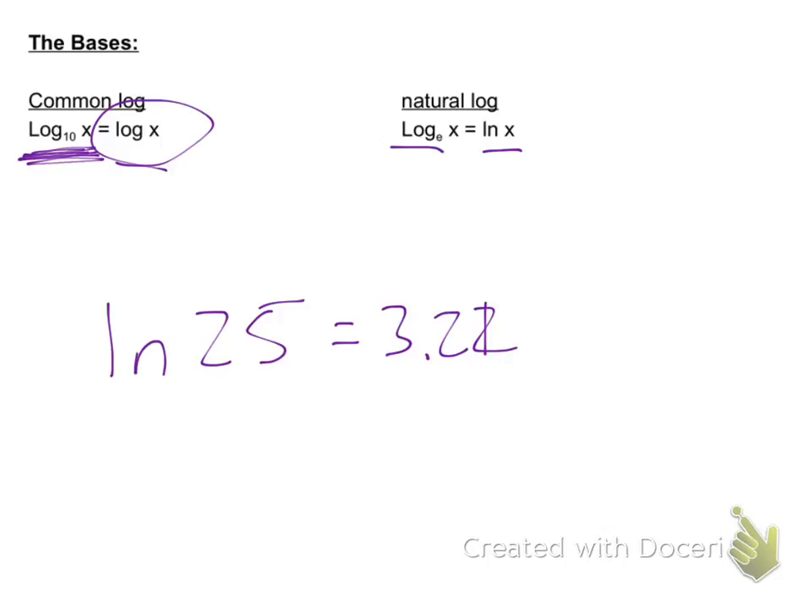What does that mean? What does it mean to have a natural log of 25? Does anybody know? Wait a minute, what were logs again? Logs were a fancy way of showing exponents. So guess what?